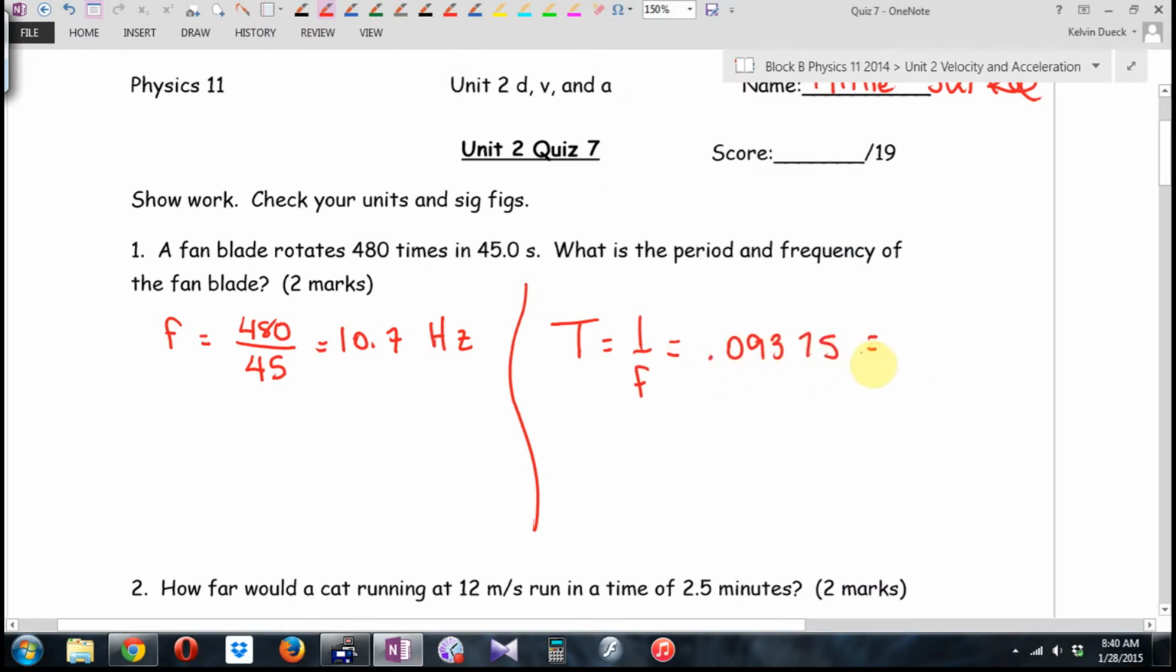I guess 0.094. Really, for both of these, I should go to 2 sig figs. Really, I should have said 11 hertz, and I should have said 0.094 seconds, but I won't be fussy on sig figs. 1 mark for each of those. So probably on your test, I'll ask you to find the frequency. I'll ask you to find the period. 1 question, only once, because I didn't do a big song and dance about it.